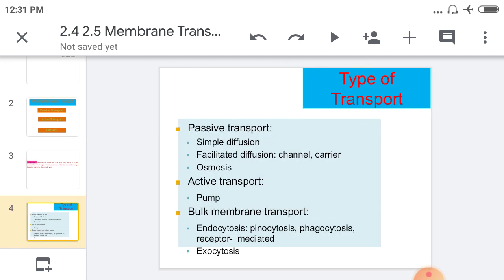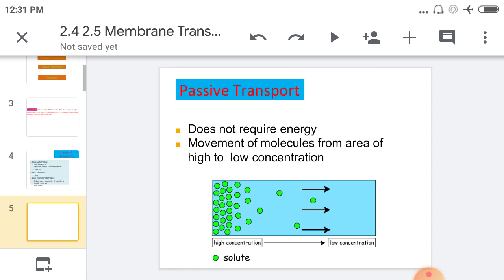Then going toward the types of transport, there are two types present here. The first one is passive transportation and the second one is active transportation. In passive transportation, three important points to study here: simple diffusion, facilitated diffusion and osmosis. And in active transportation, pumps, then bulk membrane transport, endocytosis, exocytosis, pinocytosis and phagocytosis. All points are present here; we discuss them one by one.